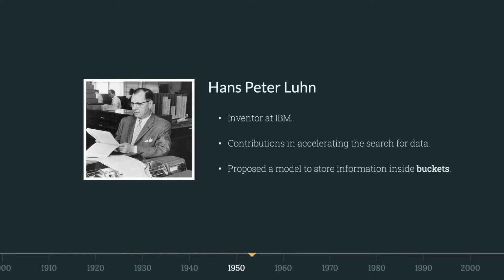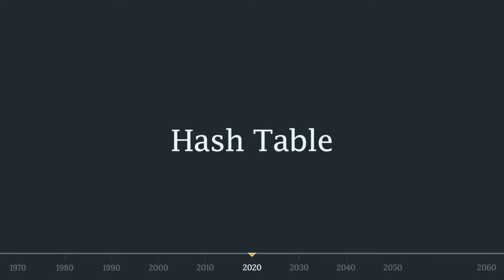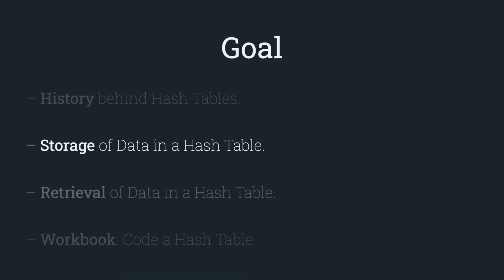This method of storing data in a table of buckets is a precursor to the hash tables that we commonly use today. So as we look at the inner workings of a modern-day hash table, you're going to notice many similarities to Hans's model. First, we're going to go through the process of storing data in a hash table.